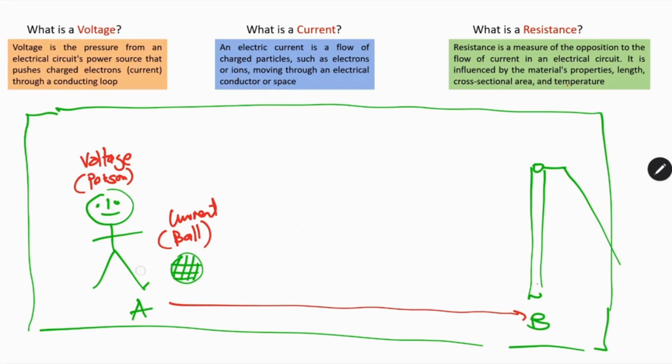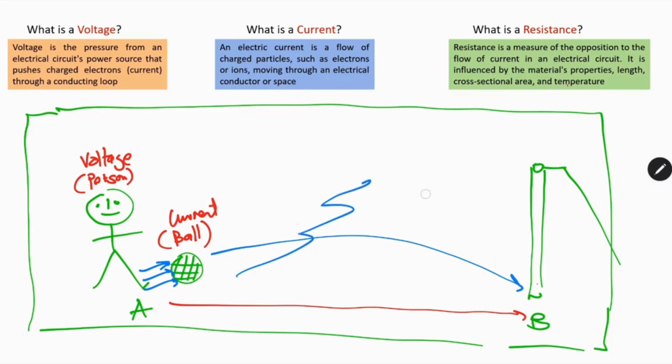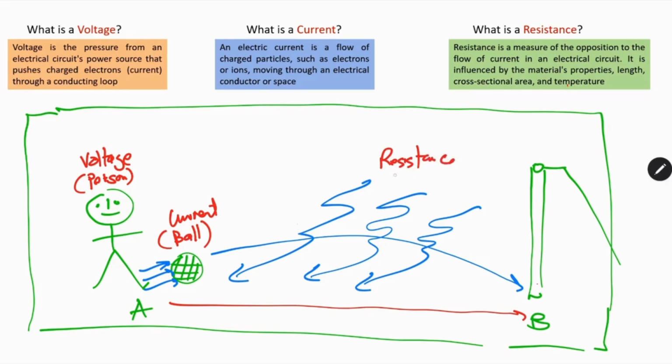So the person is applying a force to the ball, and then the ball will flow from point A to point B. But in between, for example, there is a crosswind which will act as a resistance to the ball being kicked. This particular wind can be known as the resistance. If the wind is so strong, it will take a huge amount of force to pass the ball from point A to point B.